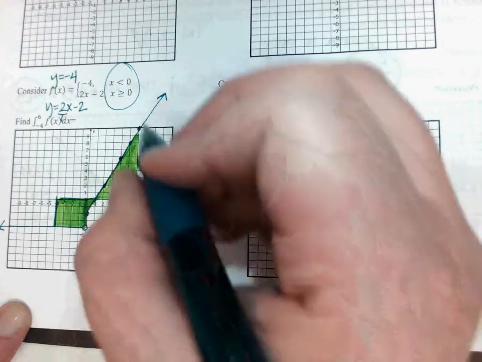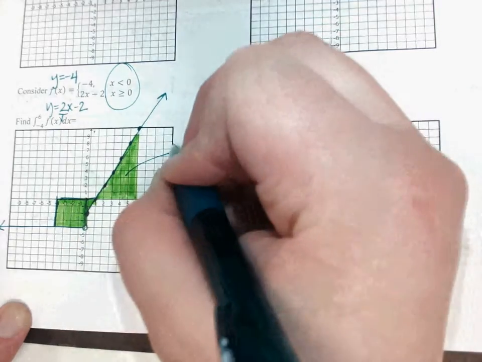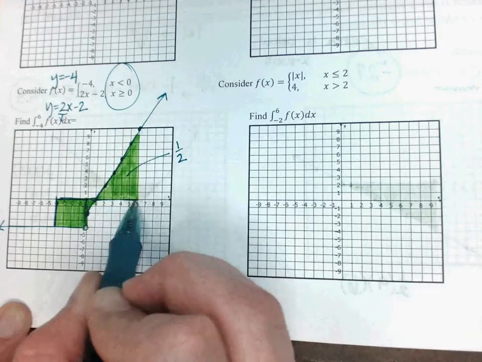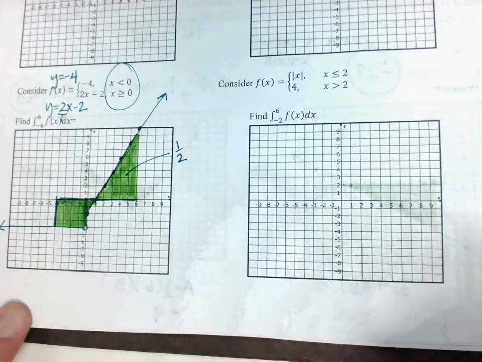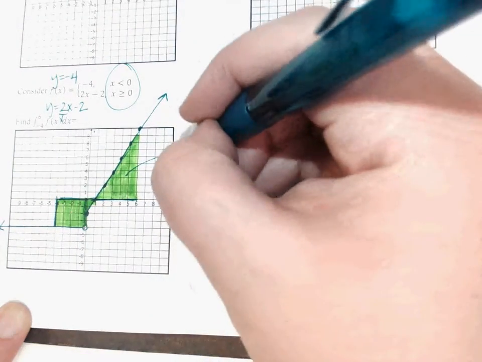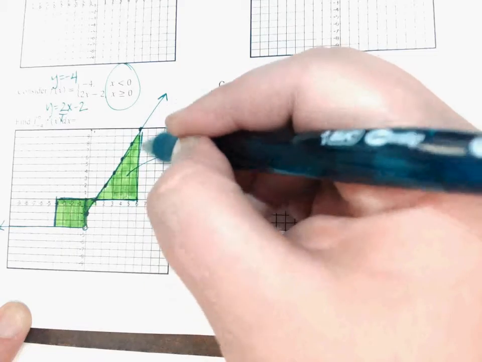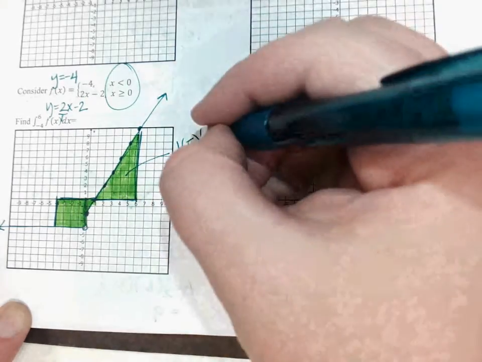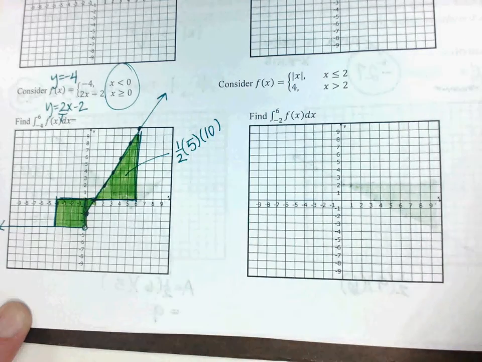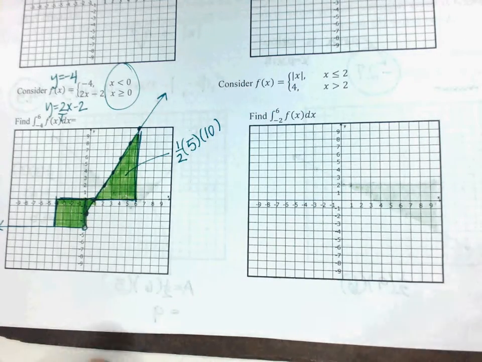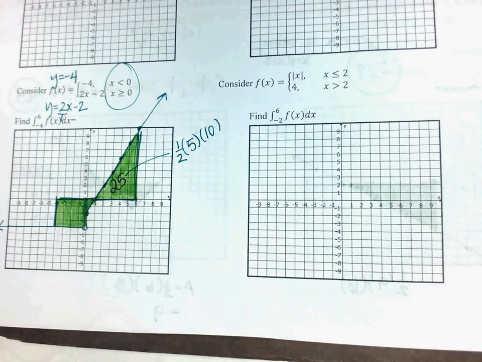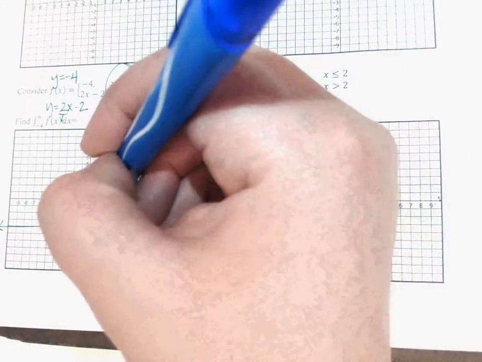Big triangle, what's the area? 1/2, how long is my base from 1 to 6? 5. And then how tall is that triangle? 10. 5 times 10 is 50. What's half of that? So my big triangle is a 25. And plus or minus? Plus.